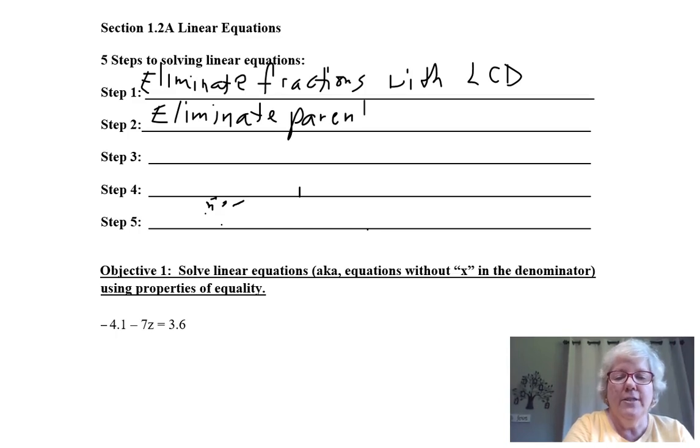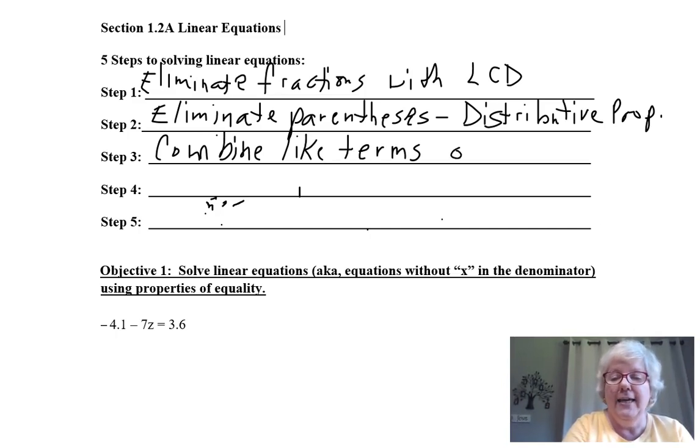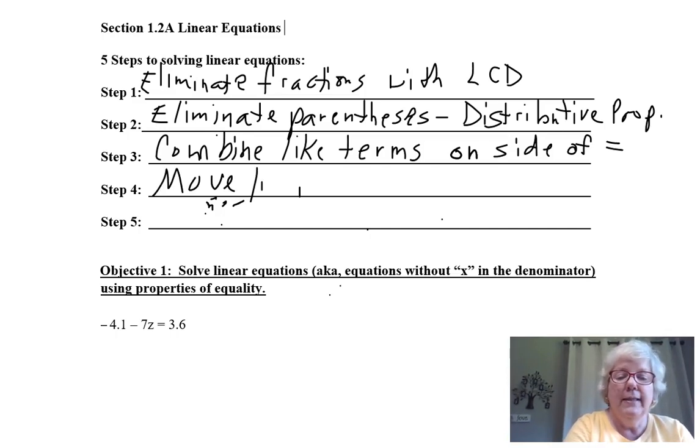Now, many of you have studied before in algebra something called the distributive property. That's what we'll use to eliminate our parentheses. The next thing you will want to do would be to combine like terms. However, when you combine like terms, make sure that you combine like terms on the same side of the equation.